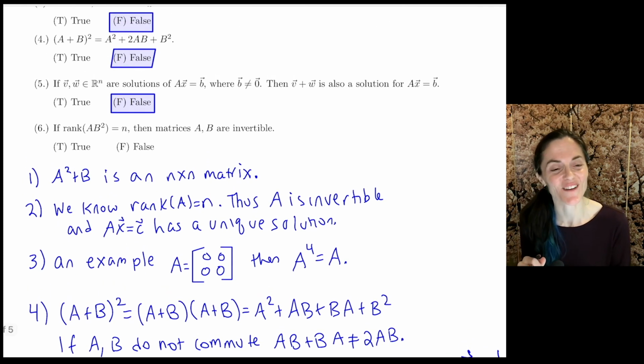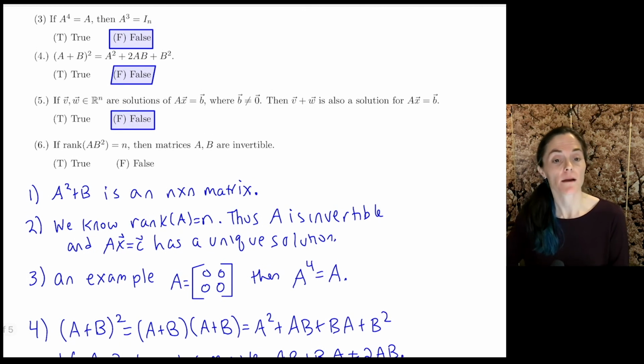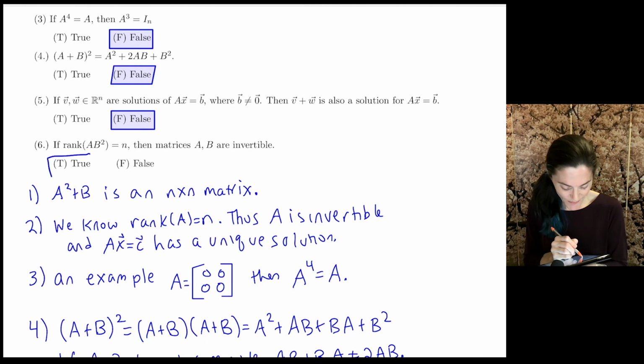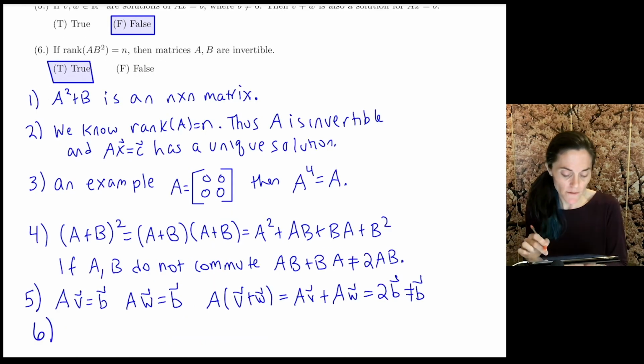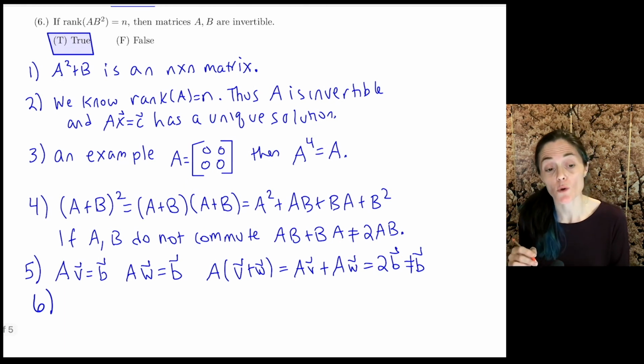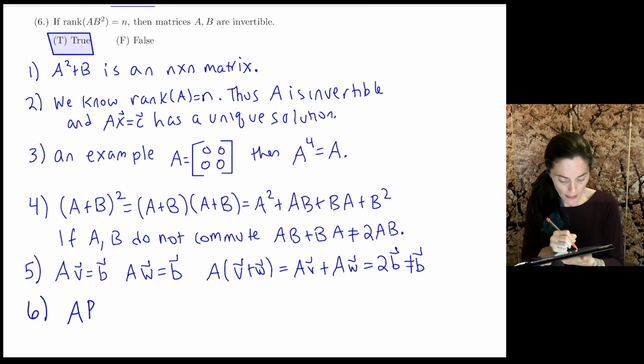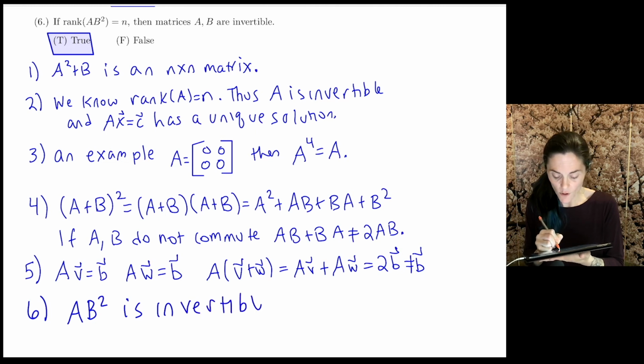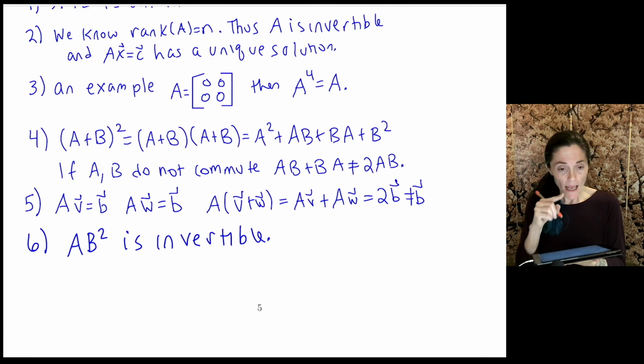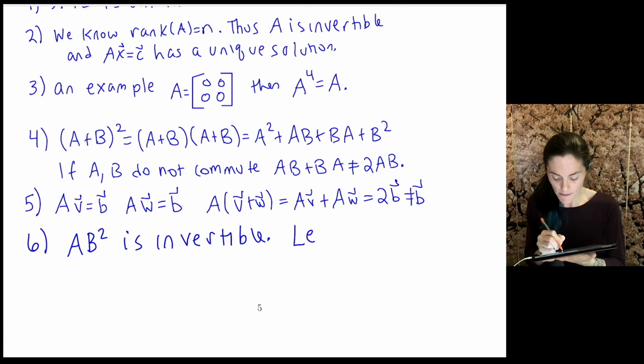Now we have one more in our true false. It says if the rank of AB squared is n, then matrices A and B are both invertible. Well, this is true. We can think about it just in terms of invertibility, which is fine. Rank of AB squared is n. That is equivalent to AB squared being invertible. Now, the question is, how can I get A invertible and B invertible from this? AB squared is invertible. So let's let, say, M equal AB squared inverse.